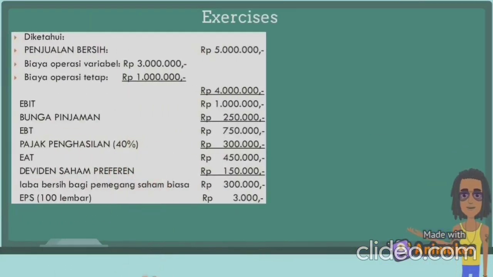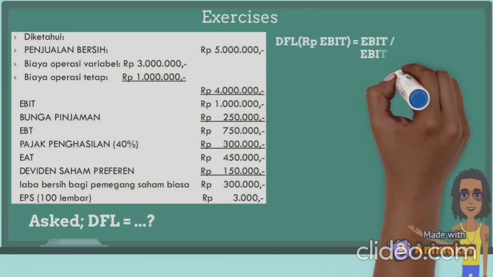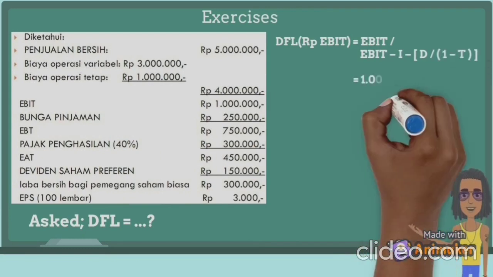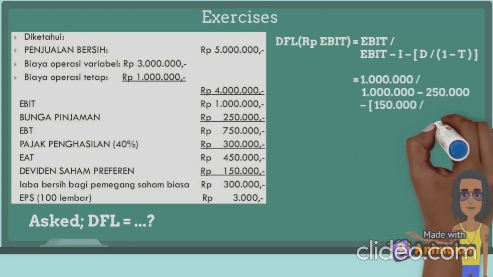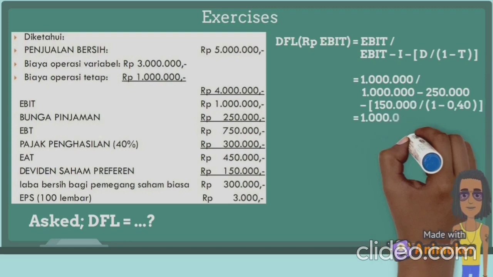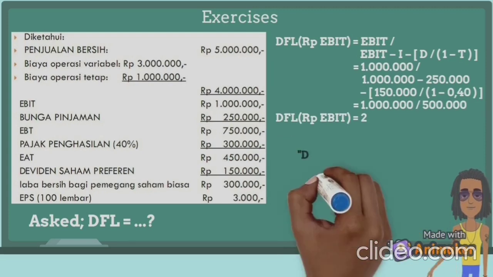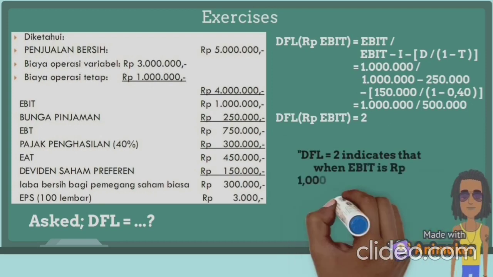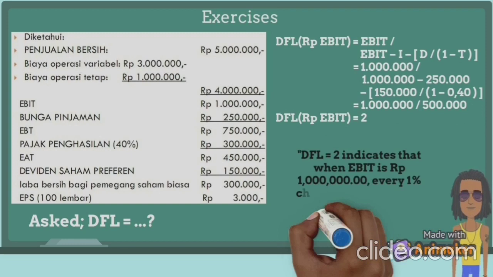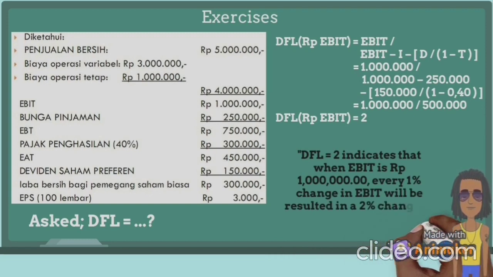Exercises. From the table below, we ask about DFL. DFL equals EBIT divided by EBIT minus interest minus preferred dividend divided by 1 minus T. We can know the DFL is 1 million divided by 500,000. It means 2. And then the conclusion is DFL equals 2, which indicates that when EBIT is 1 million, every 1% change in EBIT will result in a 2% change in EPS.